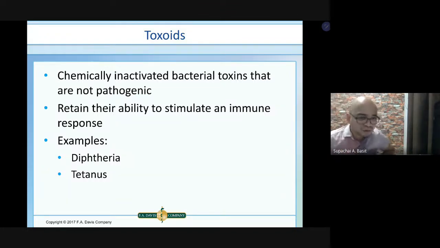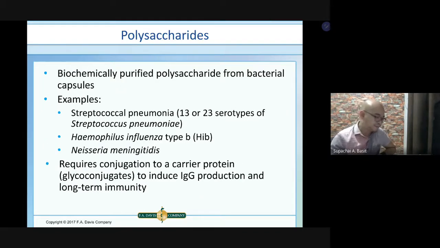Let's talk about toxoids. So toxoids are chemically inactivated bacterial toxins, but they are not pathogenic. So they retain the ability to stimulate an immune response, katulad nga ng BPT. Okay? And then polysaccharides are biochemically purified polysaccharides from bacterial capsules. And so, for example, ano ba yung mga encapsulated bacteria? These are Streptococcus pneumoniae, Haemophilus influenzae, and Neisseria meningitidis.